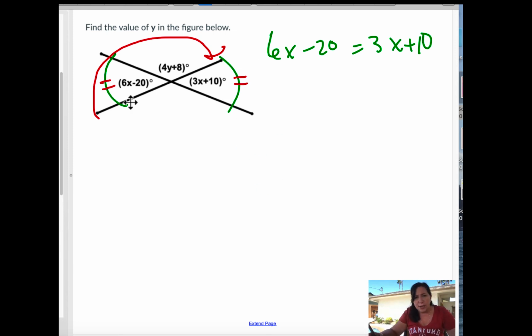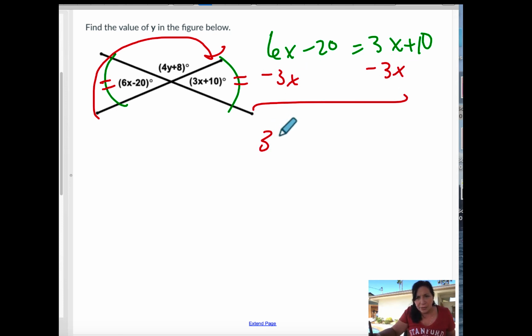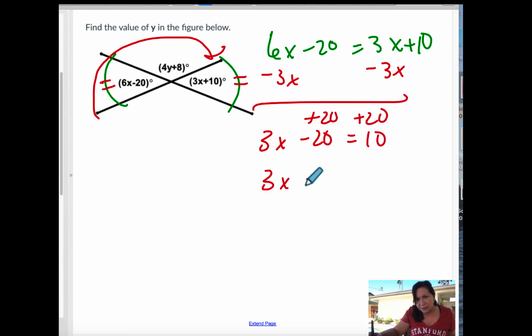All right, so we know that 6x minus 20 equals 3x plus 10 because those are vertical angles. And I'm going to subtract 3x from both sides. And that's going to be 3x minus 20 equals 10. And then I'm going to add 20 to both sides. And I get 3x is equal to 30. So x equals 10.